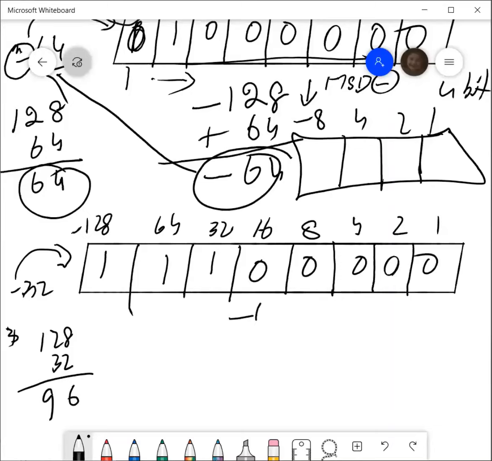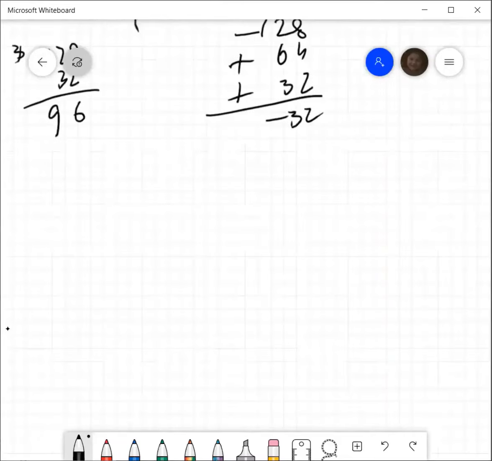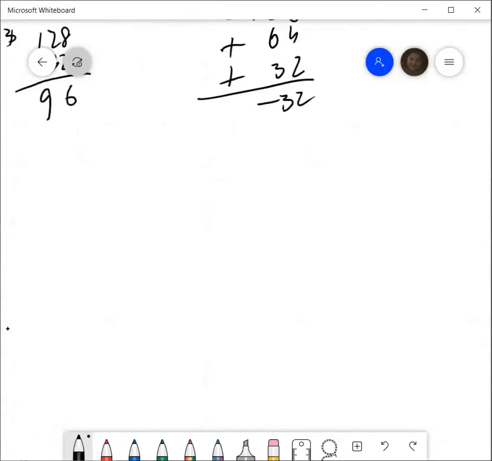You can check it out: -128 plus 64 and plus 32, you will be left with -32. Okay sir. So this is the easiest method of 2's complement, and there is another method, the addition method.